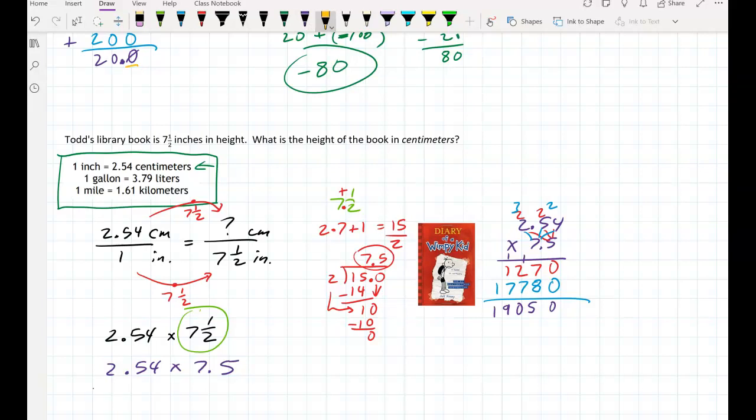I have to look at how many numbers come after the decimal in our problem. And there's 1, 2, 3. So we have to have 3 numbers after the decimal in our answer. So I put my decimal right there. And because this last 0 is just out there on its own, I can get rid of it. And so 2.54 times 7.5 is 19.05. So what were we trying to find? How many centimeters that is? Well, 19.05 centimeters is the same thing as 7.5 inches.